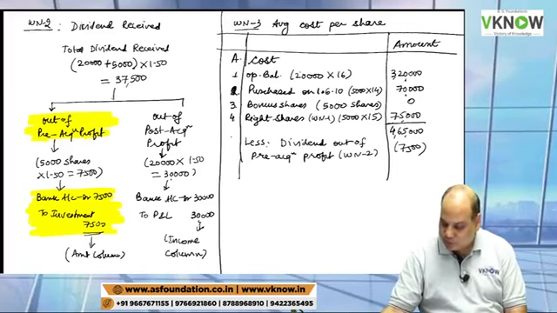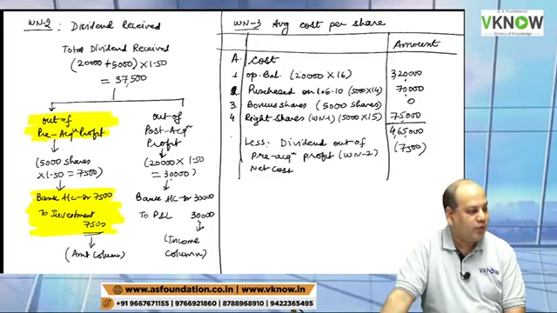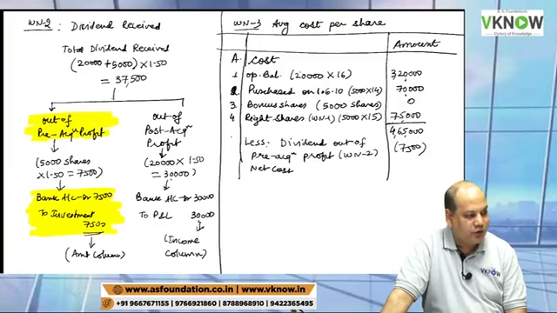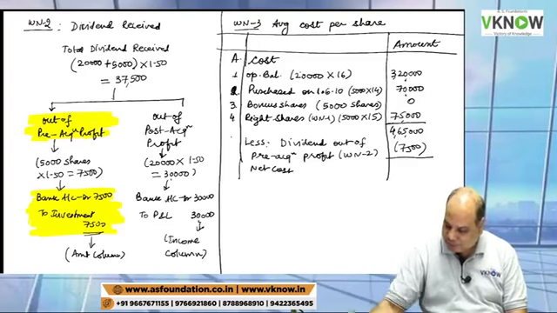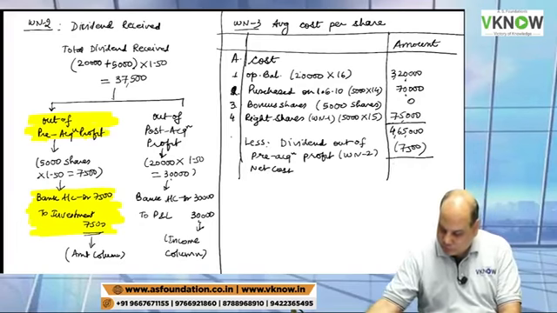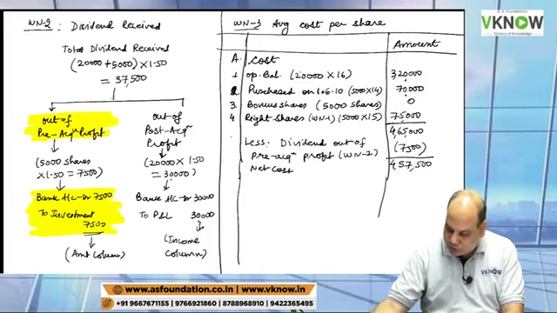Quickly answer now, everybody. What is my net cost? Let me also try. 4,65,000 minus 7,500, 4,57,500. And now we'll count the number of shares.